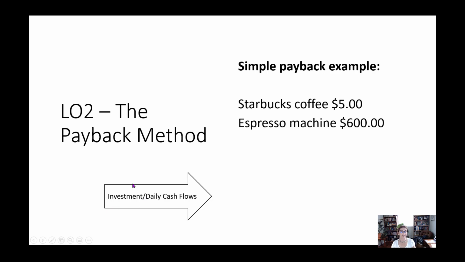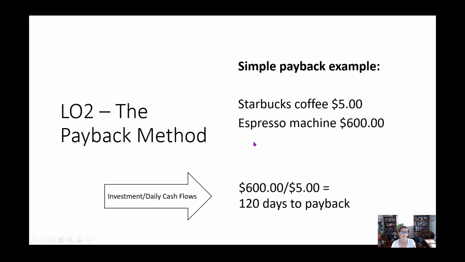And what we're going to do is take the investment, the $600 investment, and divide it by the daily cash flows. Now, in capital budgeting decisions, you're going to be looking at yearly cash flows. So this is a personal example. It's a little different. We're looking at daily cash flows. But the concept is the same. You're taking the investment and dividing it by the cash flows, and we find out how long it's going to take us to pay back. So in this case, where investment is $600, it's saving us $5 a day, it will take us 120 days to pay back. Now, is that acceptable or not, is the question.